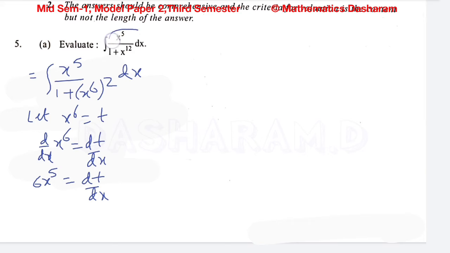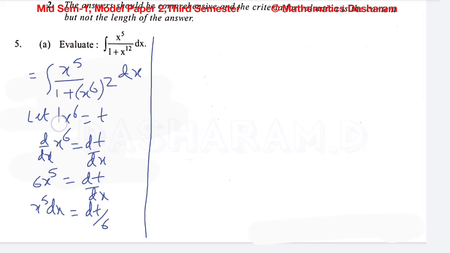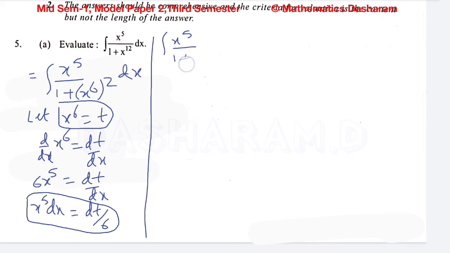But in the given question we have x to the power of 5 dx, so this dx is transposed to the left side and 6 to the right side. Now let's substitute these two values in the given question. So x to the power of 5 divided by 1 plus x to the power of 12 dx equals x to the power of 5 dx, which we can write as dt by 6. 1 plus x to the power of 12 means x to the power of 6 whole square, but x to the power of 6 equals t, so t square.